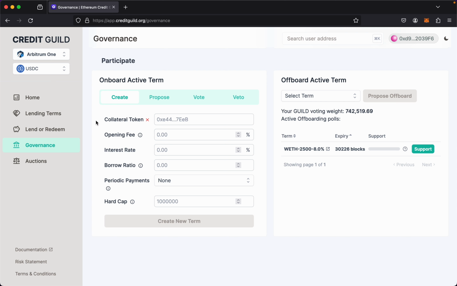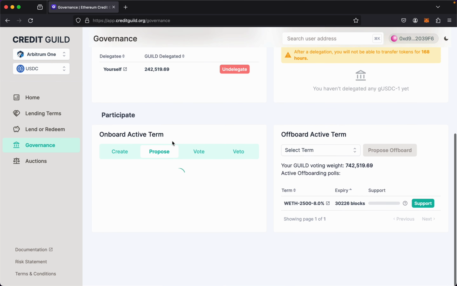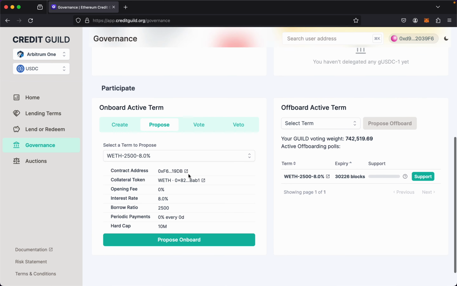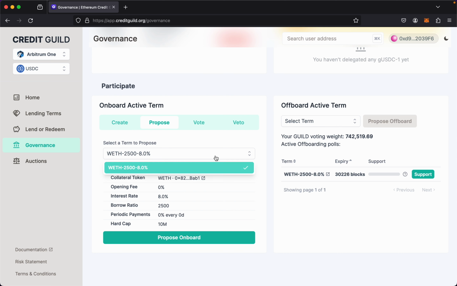Note that the Credit Guild uses an optimistic governance model. So, you don't need very many votes to propose a lending term, but people can veto it pretty easily as well. So you can create a term, deploy the contract, propose it. See, this is a term that was previously offboarded, so I could propose to onboard it again.